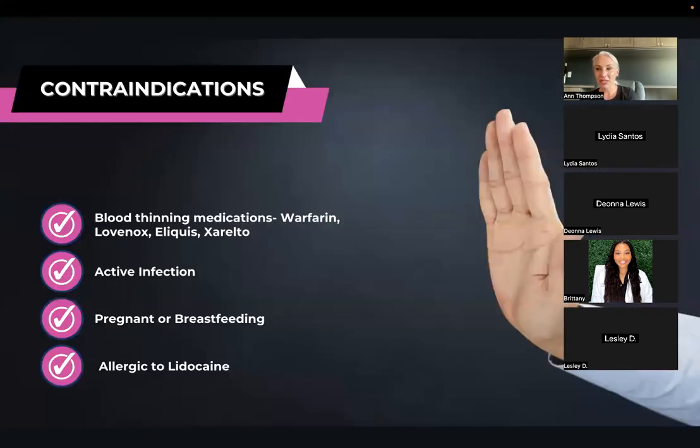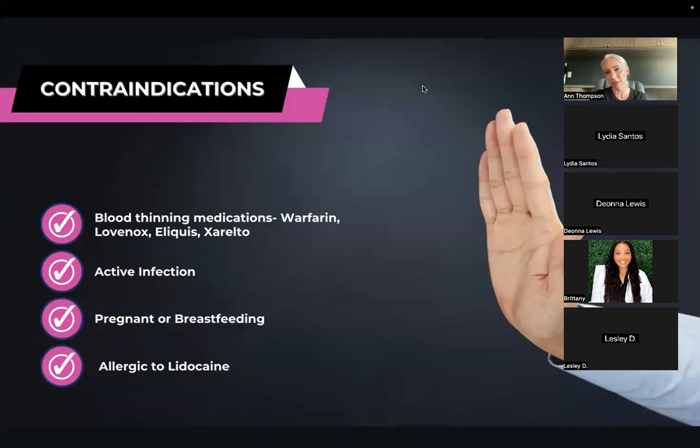Now, these are the contraindications, meaning these are the no-go ones. The first one is going to be any blood thinning medications, things like warfarin, Lovenox, Eliquis, Xarelto, the big guns. If they have an active infection, like a big pimple on their face, or any type of cellulitis, or a cold sore, wait till that is healed and has gone away before you try to do any type of filler treatment.